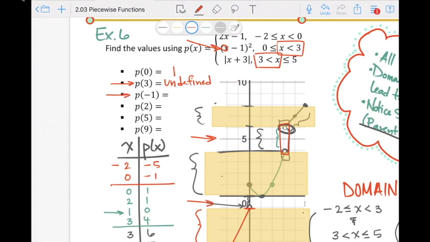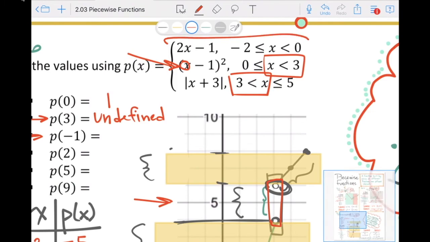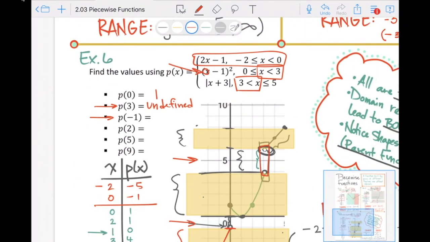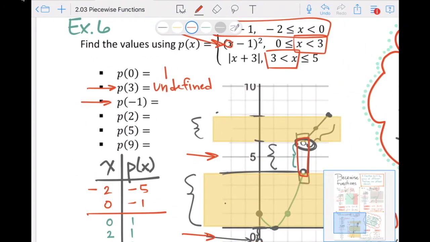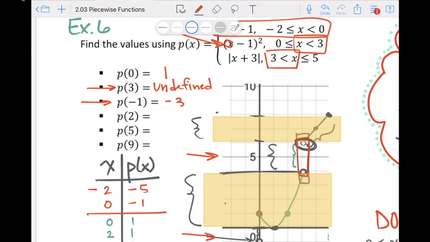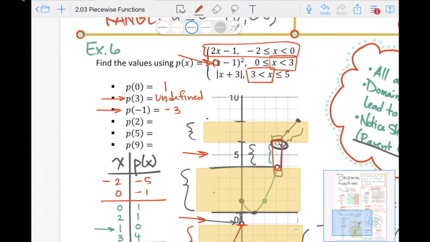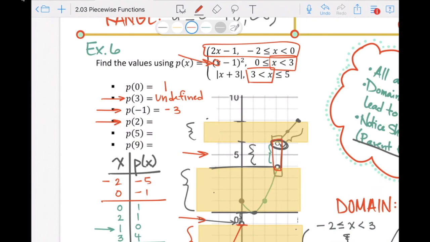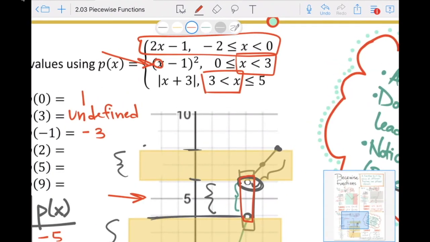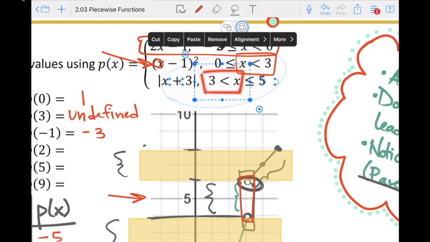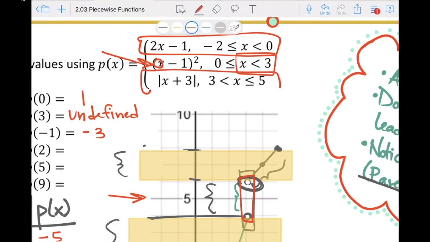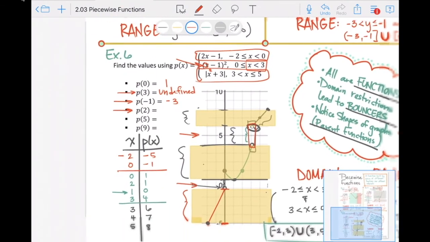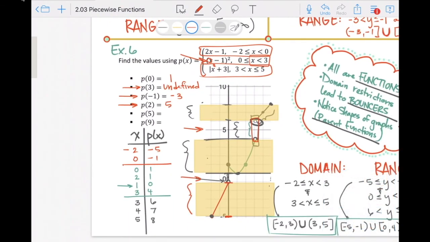All right, so then for p of -1, the interval that includes -1 is 2x minus 1. So 2 times -1 is -2, and -2 minus 1 is -3. Then let's talk about 2. If x is 2, now we're in this interval right here. So we're going to plug in a 2. So 2 plus 3 is 5. The absolute value of 5 is 5.